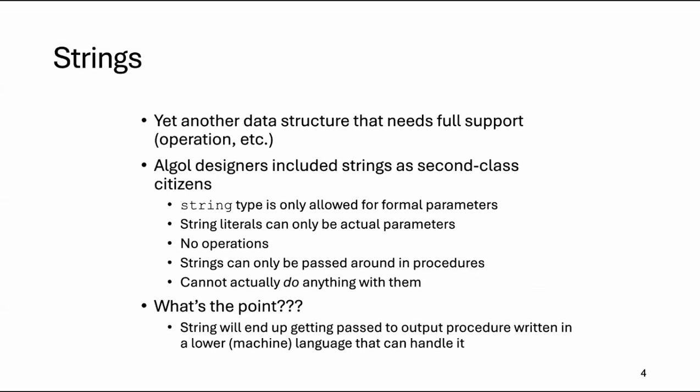What about strings? Well, it's another data structure that needs full support of specific operations. And the Algol designers decided in the end to treat strings as second-class citizens. What we mean by that is that they're only allowed to be used for formal parameters, string literals can only be actual parameters, and we cannot perform any operation at all on strings. Strings can only be passed around in procedures. That's how they can be used.